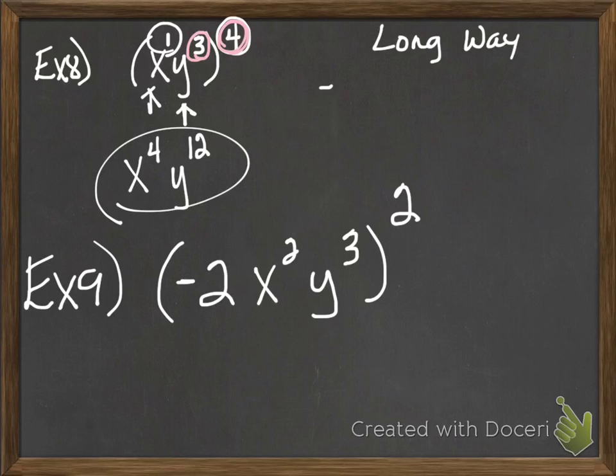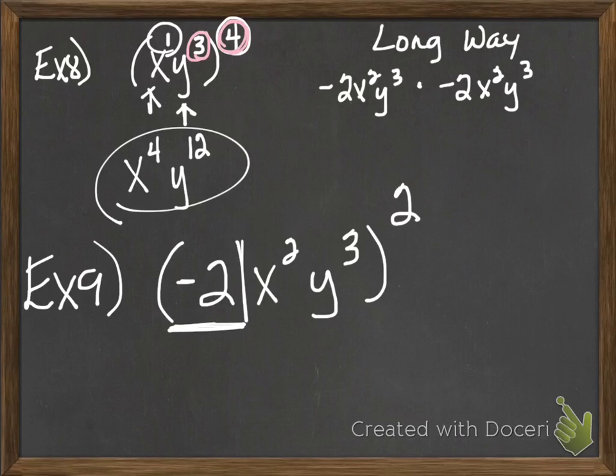So that really says we're doing negative 2x to the second y to the third times itself how many times? Twice. So that's the long way, but we don't want to do it the long way. We want to do it the short way. So what you have to do is you have to start with your coefficient. This coefficient is not a power. So you actually have to do base to the exponent just like we reviewed yesterday. So what is a negative 2 times itself 2 times?